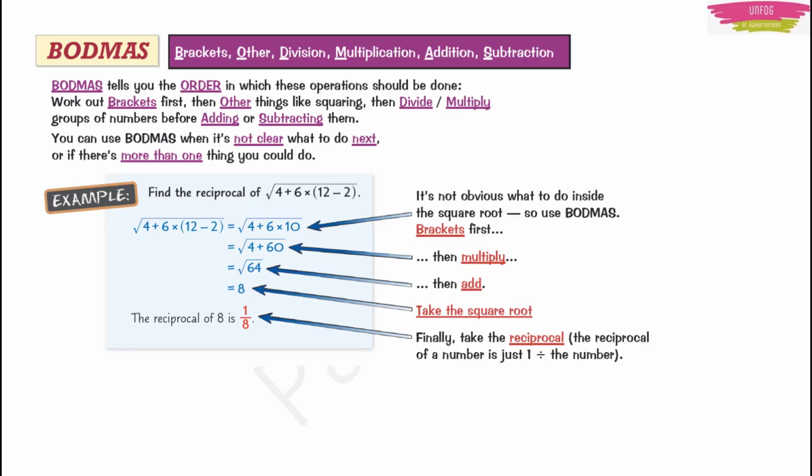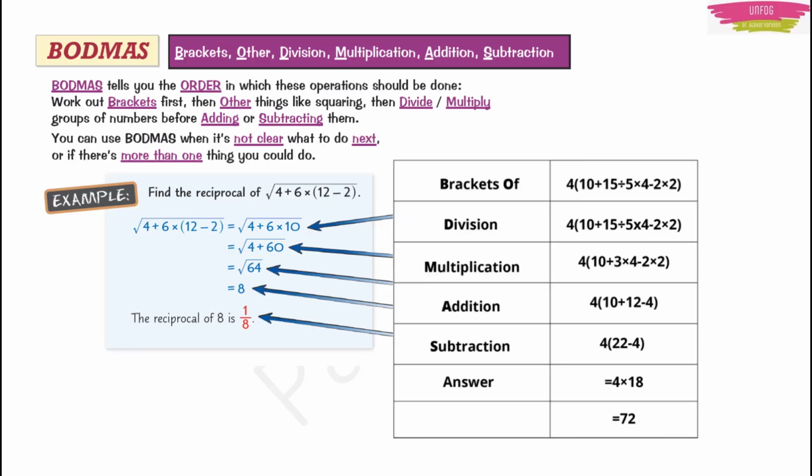Okay. Another example I will give. For example, you have this type of sum: 4 into within brackets 10 plus 15 divided by 5 into 4 minus 2 into 2. What do you do according to BODMAS? First remove the brackets. For the removal of brackets, you have to do the mathematical operations inside. That's why leave that step.